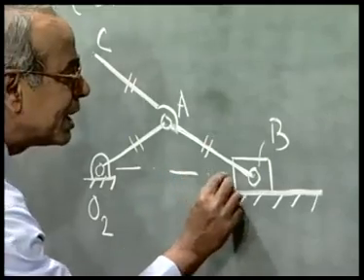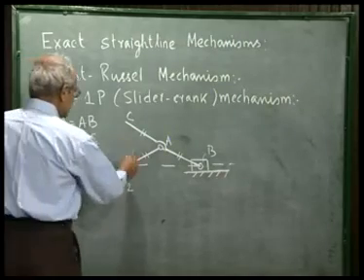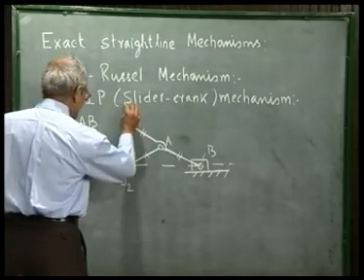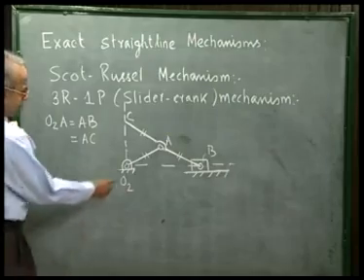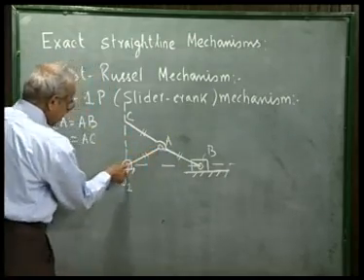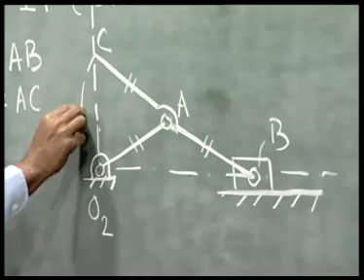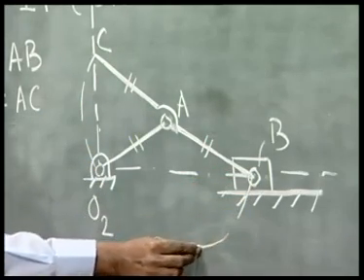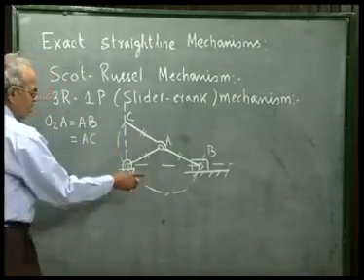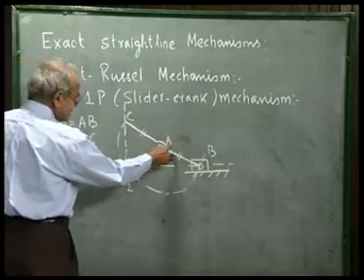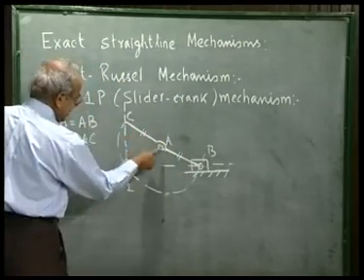The direction of this prismatic pair is horizontal in this figure. What we can easily show is that as this mechanism moves, this point C will generate a vertical straight line. It is obvious because AB is equal to AC is equal to AO2. These three points O2, B and C always lie on a circle whose center is at A and the radius is AO2, because AB is equal to AC is equal to AO2.